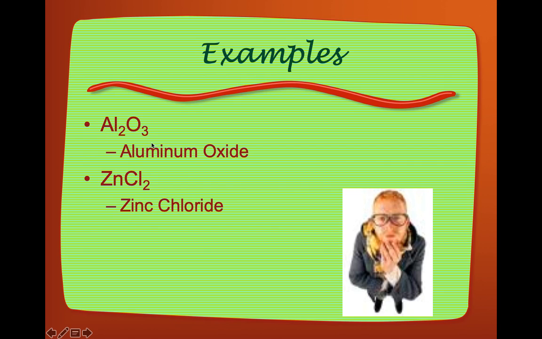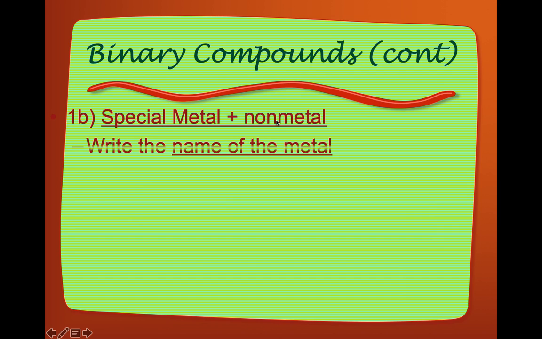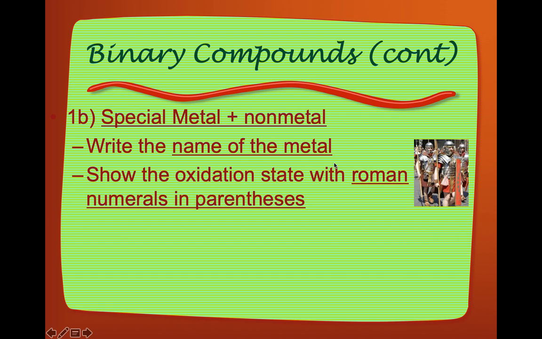So first name, last name, binary compounds. That's it. Now let's add in some other details. What if it is a special metal and a non-metal? Start by writing the name of the metal like you normally would, like we did in the first one, but then we have to figure out what the Roman numerals are, and we're going to put that in parentheses.